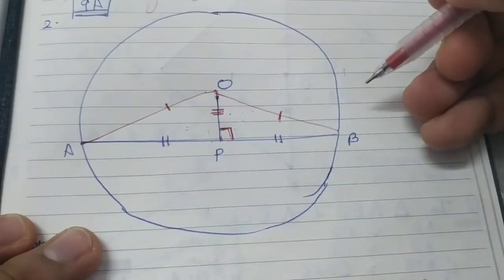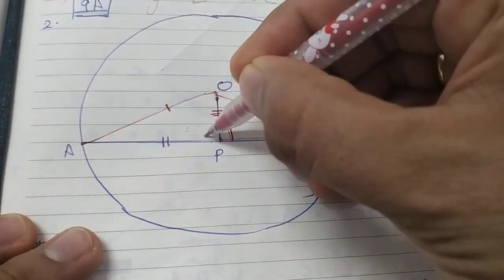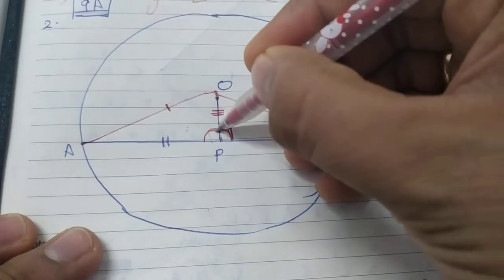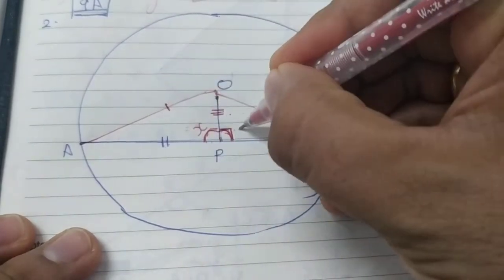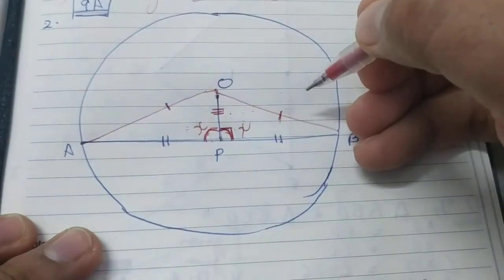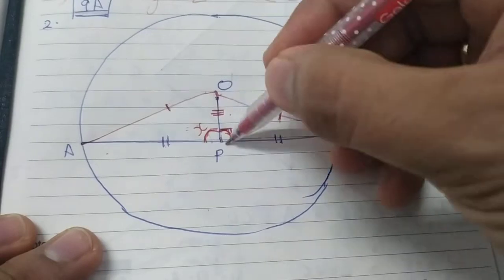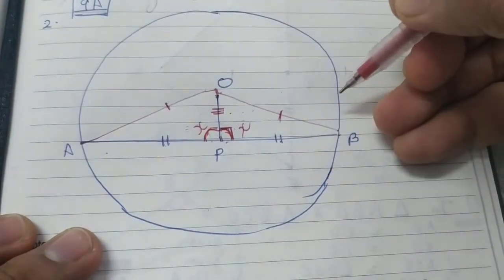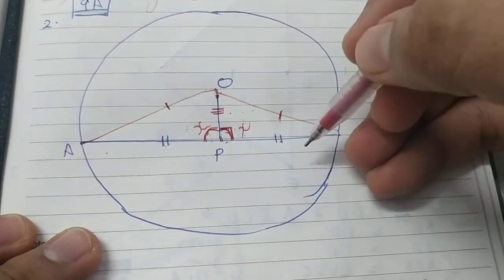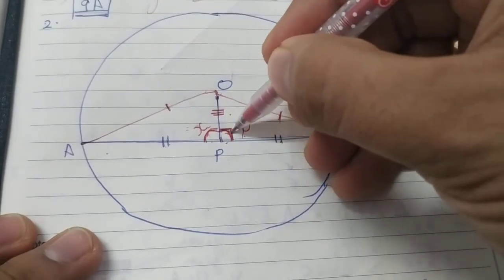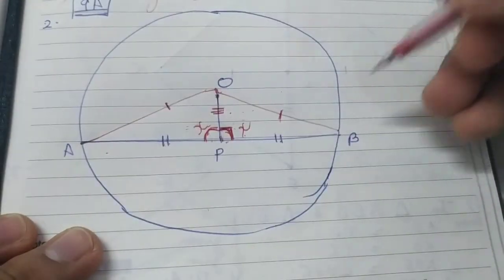Now when two triangles are congruent, then their corresponding angles are also equal. So that means this angle will be equal to this angle. Let's assume both of them are x and x. So by linear pair, angle OPA plus angle OPB is equal to 180 degrees. That means x plus x is 180 degrees. So x is 90. Hence we have proved that OP is perpendicular to AB.